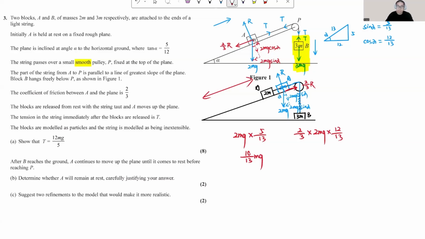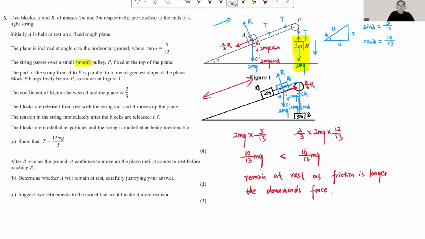And then simplify this one: 2/3 times 2 times 12/13. That's 16/13 mg. And then clearly the friction is bigger than the downwards force. So that means particle A should remain at rest, as friction is larger than the downwards force.